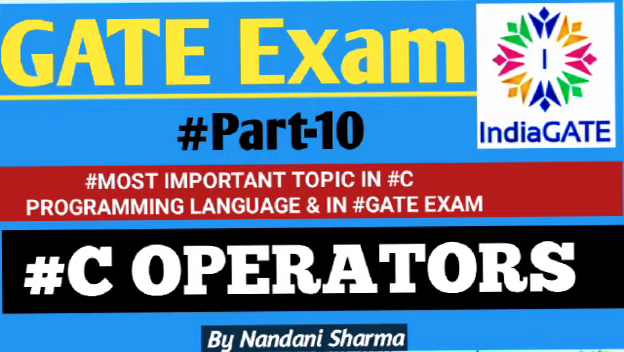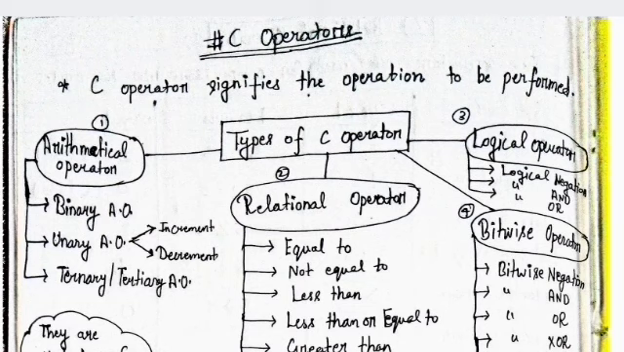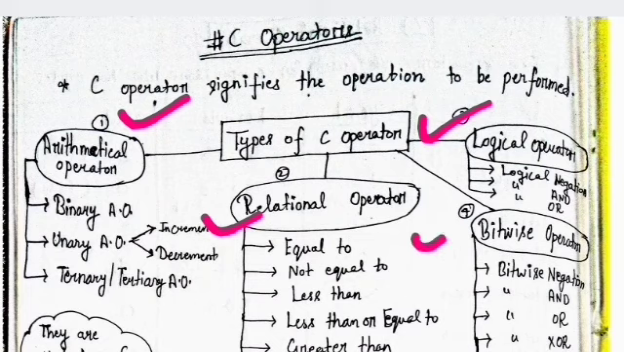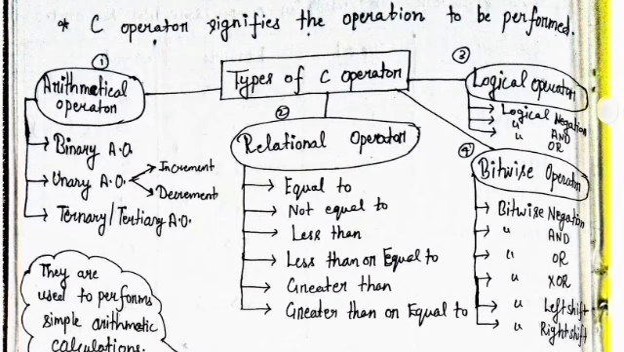Come to the point. So what is a C operator? C operators basically signify the operation to be performed. There are four types of C operator. First is your arithmetical operator, second is your relational operator, third is your logical operator, and fourth is your bitwise operator.